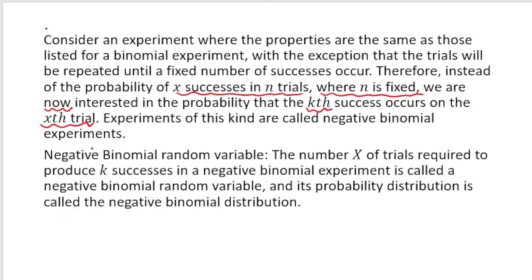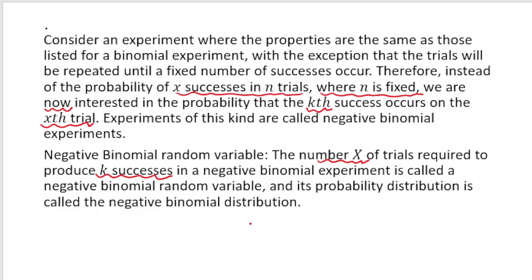And what is a negative binomial random variable? The number x, look at this carefully, the number x of trials required to produce k successes in a negative binomial experiment is called a negative binomial random variable, and its probability distribution is called negative binomial distribution.